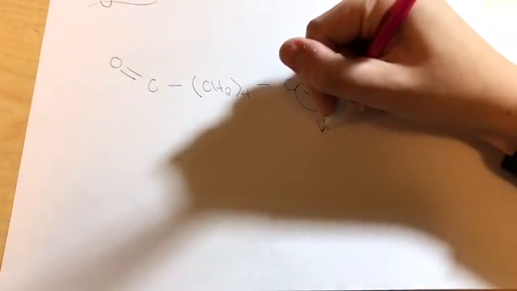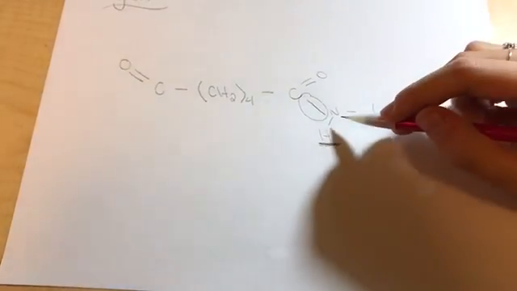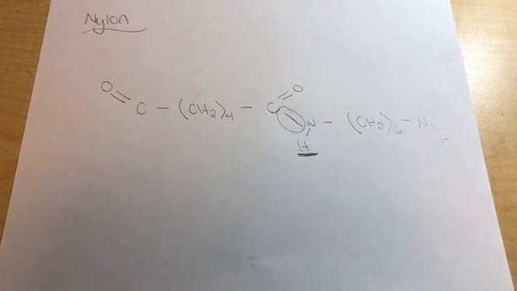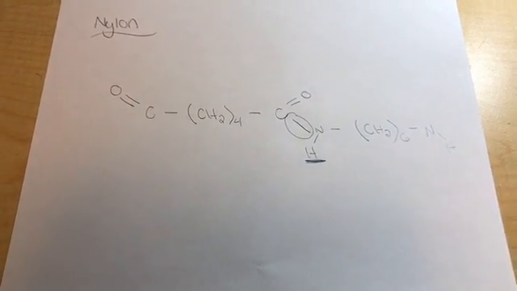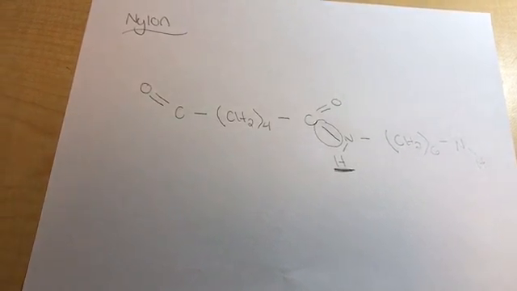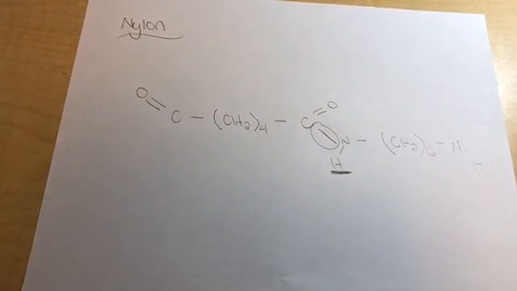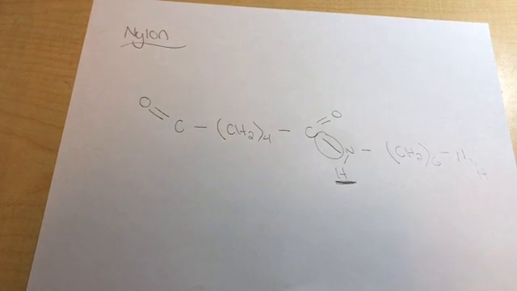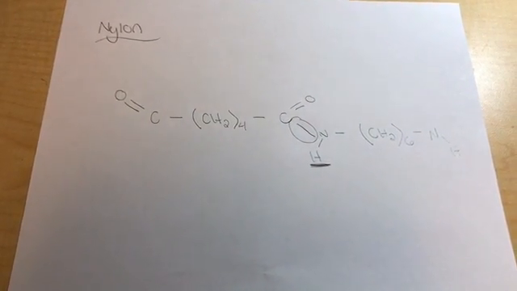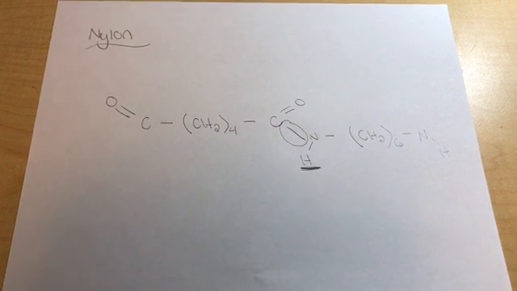And this peptide bond is actually responsible for many of nylon's unique properties. Additionally, this hydrogen right here that is bonded to an electronegative nitrogen is able to do hydrogen bonding, which is very unique to nylon. And this results in properties such as toughness, stiffness, and resistance to fatigue and temperature. Therefore, nylon is one of the most versatile plastics used today.